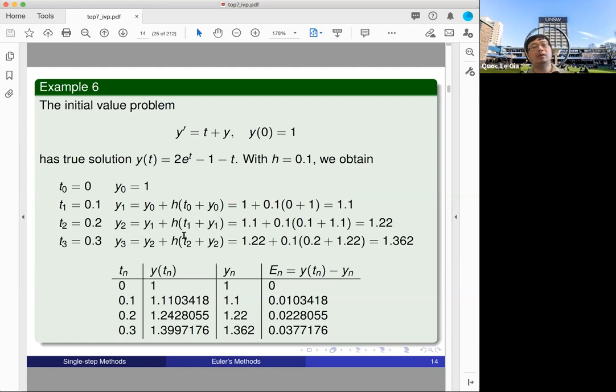So this one is more or less the first part of the project. You just write out the Euler method, and you see the errors. Initially it is 0, right? But the errors get a bit bigger. So 0.01, 0.02, 0.03. So they get bigger and bigger, right?